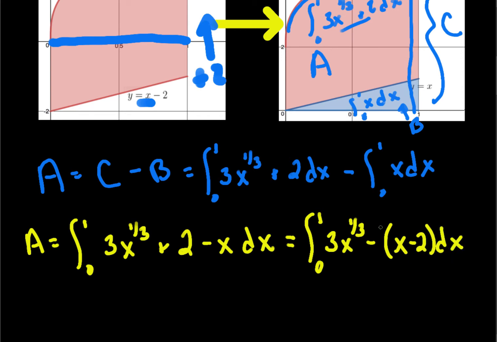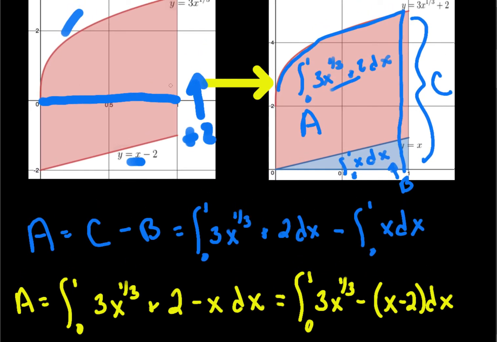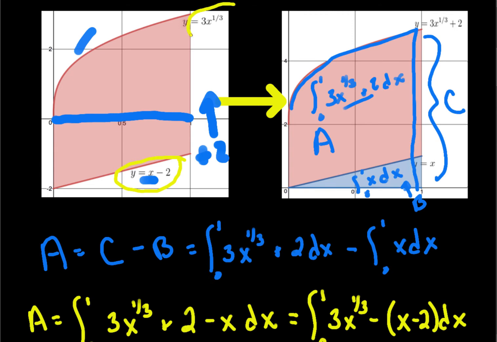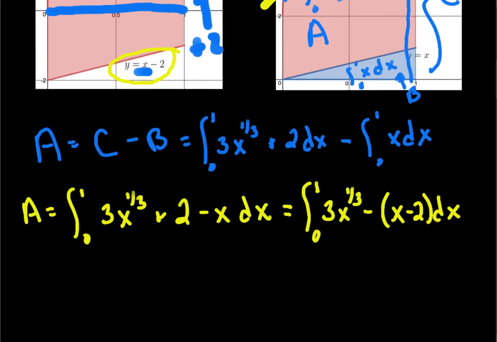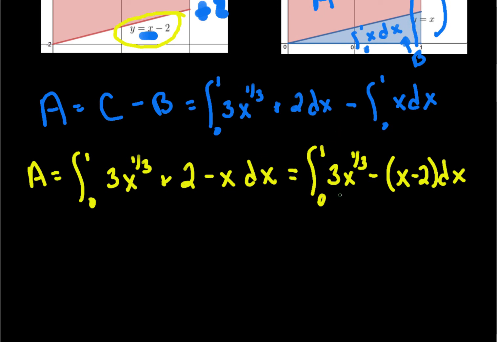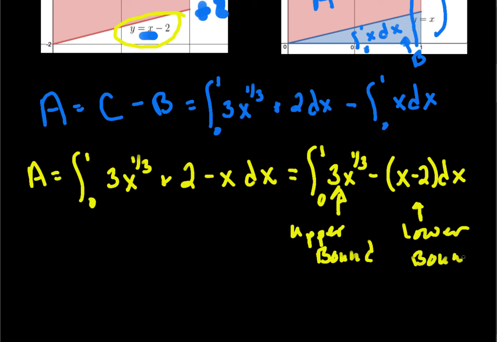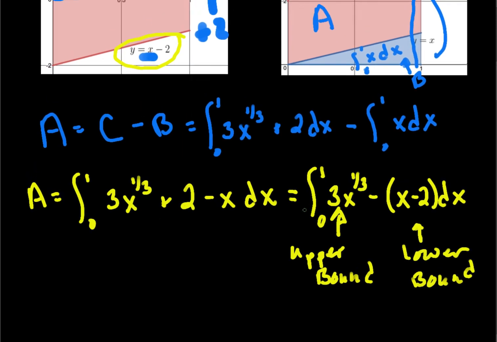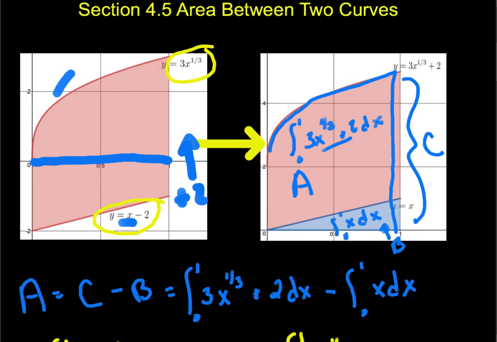And notice how this relates to the original problem. x minus 2 was our lower bound, whereas 3x to the 1/3 was our upper bound. So what we're really looking at here is the difference of the upper bound and the lower bound. So we'll be able to generalize this and say, okay, if I've got a region that is bound above by some function and bound below by a function, if I take their difference and integrate, I'll find the area between them. And this is by no means a proof, but it is suggestive.